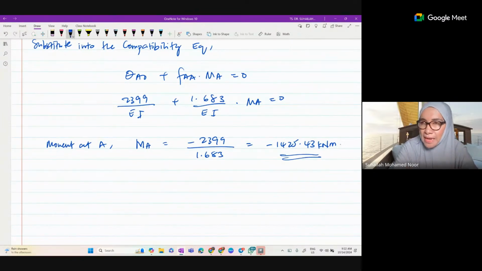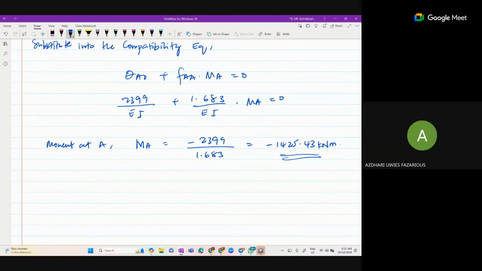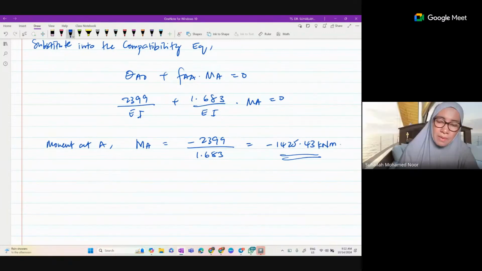So this is the redundant. Yeah? 2399 itu positif. Yeah, because kita bawa ke sana. Oh, okay. Sorry. Kan kita solve kan, kita bawa ke sana, right? Okay. Sorry. So moment is negative 1425.43. Okay, dah dapat redundant.